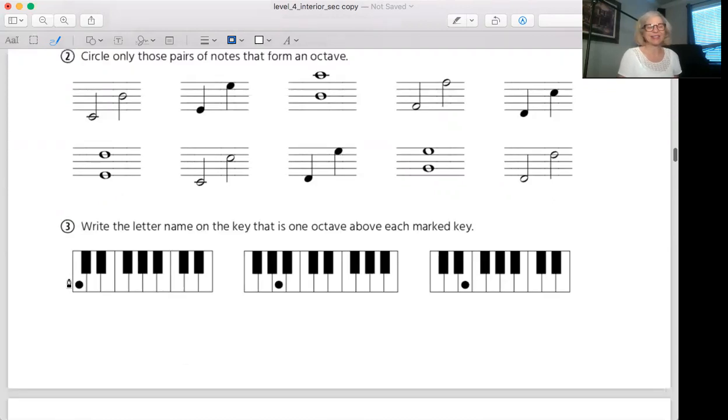Section 3 asks us to write the letter name on the key that is 1 octave above each marked key. So as an example, this dot is on a C. I want to find the next C, and I want to draw a letter C on that key. Pause the video, complete section 3.